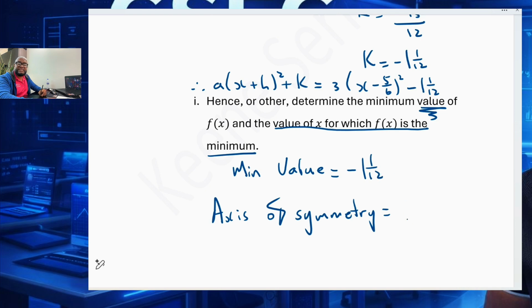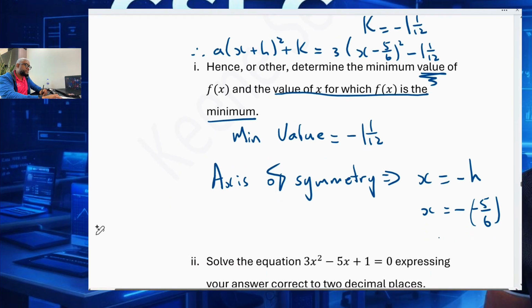Axis of symmetry is given by x is equal to negative what? h. So this is simply x is equal to the negative of negative 5 over 6, because remember, h was negative 5 over 6. So x will be equal to 5 over 6. Everybody get there, my children? That's all they ask us for in that part.